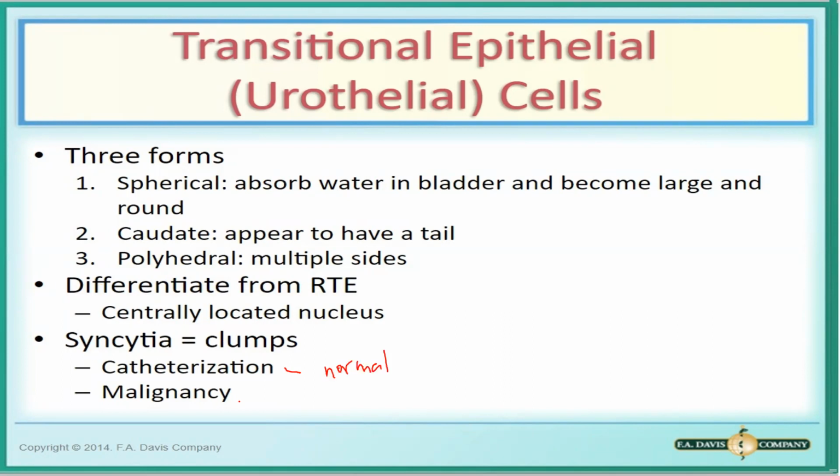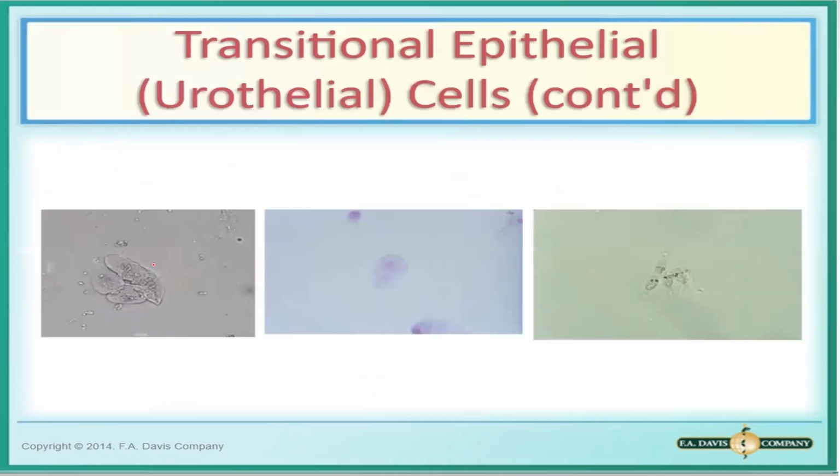If it is because of malignancy or viral infection, you can see pala abnormal morphology ni transitional epithelial cell. How would you differentiate it from RTE? Centrally located ang nucleus. And it has three forms: spherical, caudate, or polyhedral.